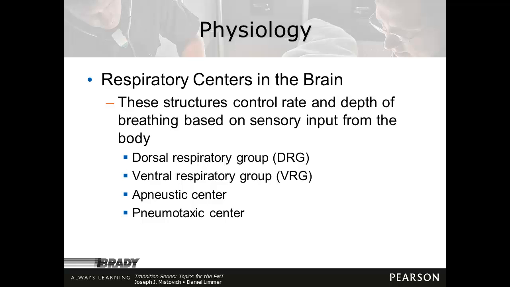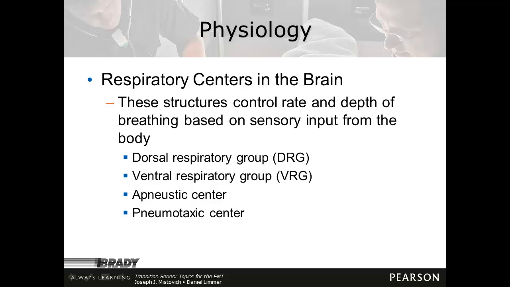The ventral respiratory group has both inspiratory and expiratory neurons. However, the VRG is basically inactive during normal quiet breathing. It becomes active when accessory muscles are needed to assist in respiration.